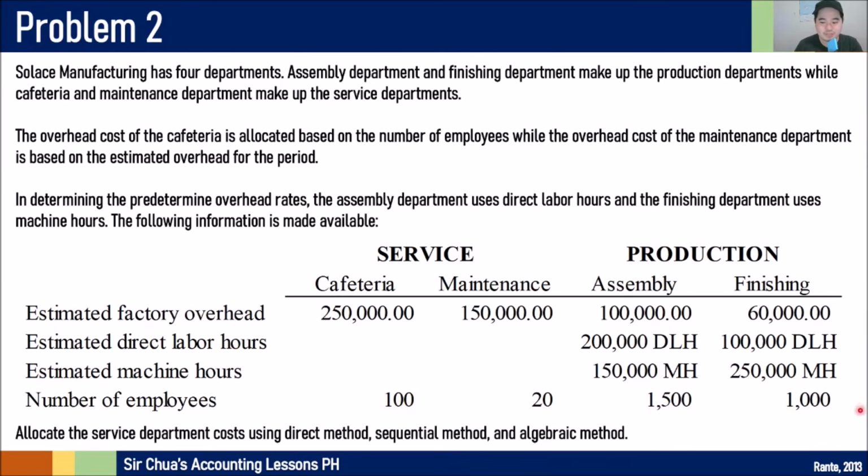Bakit kaya number of employees yung naging allocation base natin sa cafeteria? Kasi syempre, mas precise naman yata na tignan natin kung ilan ba yung napapakain ng cafeteria ng mga empleyado. And then sa maintenance department cost naman po is based on the overhead during the period. Okay. Pero depende naman din kung saan siya mas fit tignan ng company. Baka naman sa machine or sa direct labor hours, pwede rin ganon. Depende sa problem. Now, your problem tells you to allocate the service department cost using direct method, sequential, and algebraic.